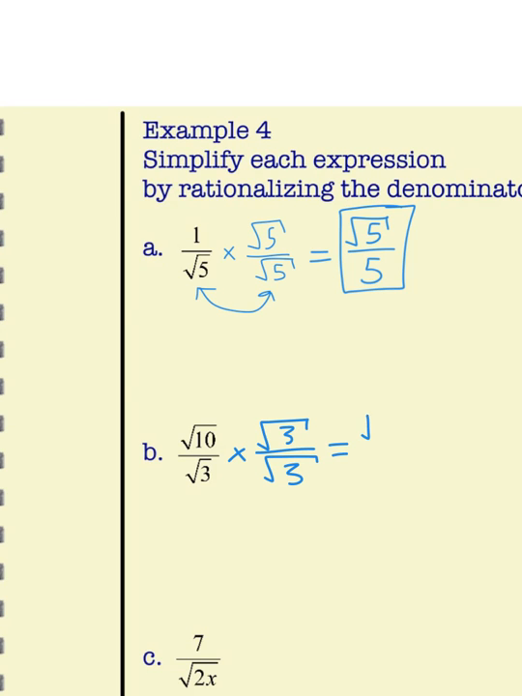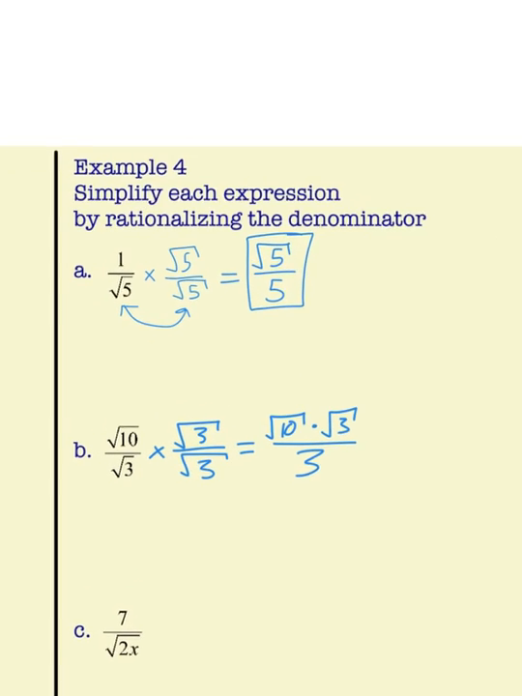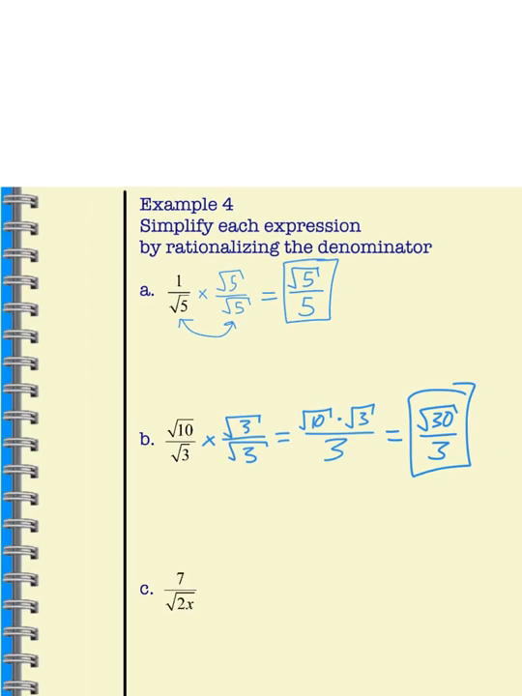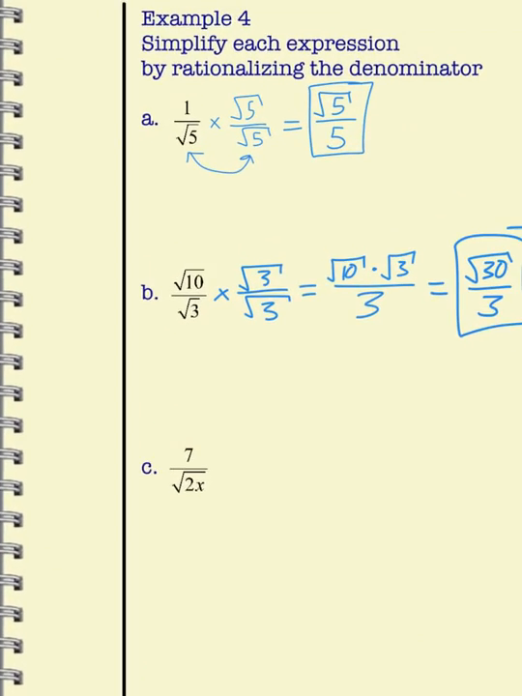And then we have the square root of 10 times the square root of 3 on top, and then the square root of 3 times the square root of 3 is just going to become 3 on bottom. Now I can simplify this one step further, just like I did when I was trying to simplify backwards. Now it's like I'm going backwards. So 10 times 3 is 30. We're going to have the square root of 30 on top and 3 on bottom. That is in simplest form.